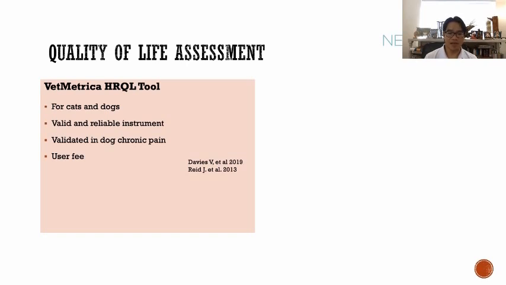This is an online tool that you can go to the website and sign up for an account. It's for cats and dogs. It's a valid and reliable instrument to measure quality of life of patients, especially patients with chronic pain, because it has been validated in 2 different studies. This account does charge you user fees. If the owner is interested in it, I would recommend they look into that so that they can document the quality of life score for their pets.